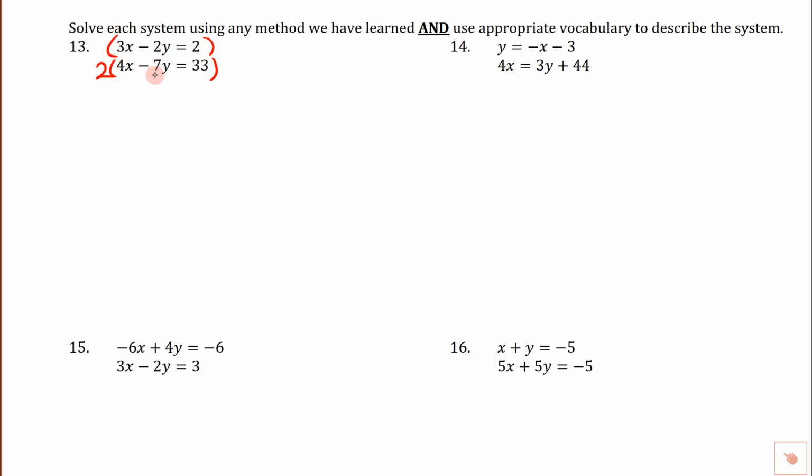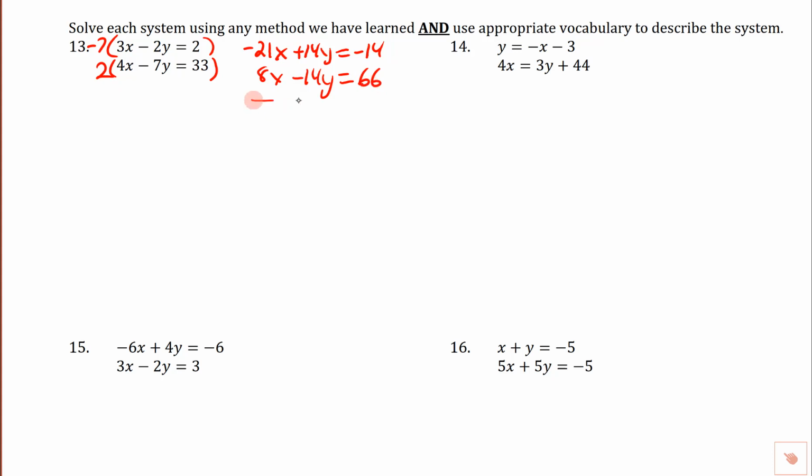That's going to turn this into a negative 14, so we need to turn this into a positive 14. So we're going to multiply this by, let's see, negative 7. Let's see what we get here. This is going to be negative 21x, plus 14y, and negative 14 over here. And then right here we've got an 8x, a negative 14y, which is what we want, so that's going to cancel that off. And then we've got 2 times 33, so that's going to be 66.